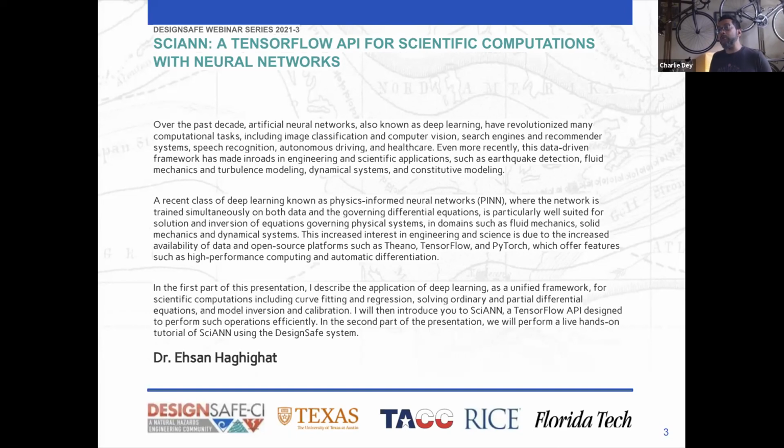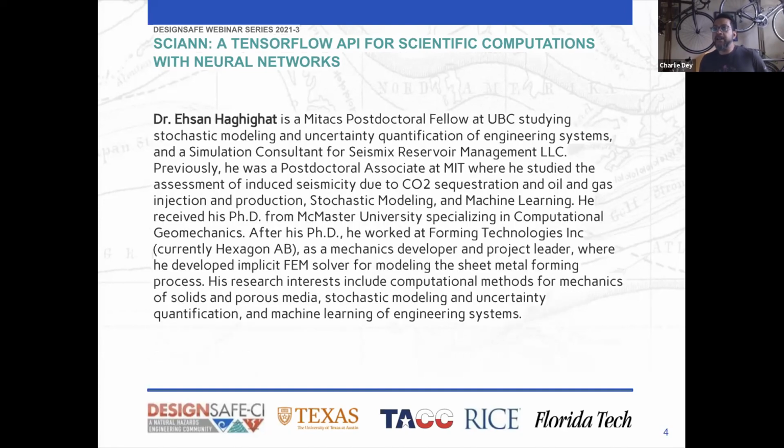And so we bring to you today Dr. Ishan Hagigat, hopefully I pronounced that correctly. He is from the University of British Columbia, where he's a postdoctoral fellow studying stochastic modeling and uncertainty quantification in engineering systems. Before that, he was a postdoctoral associate at MIT, looking at stochastic modeling and machine learning, and he's bringing that expertise to this webinar.